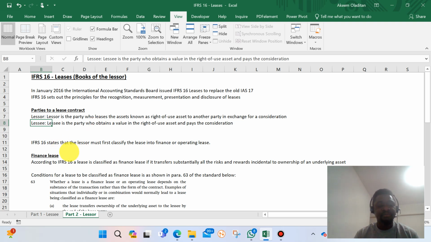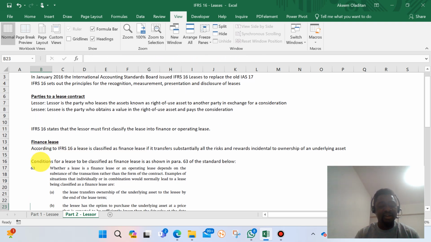What IFRS 16 says is that in the books of the lessor, it is important that the lessor first of all identify the class of lease that is going to be accounted for in his books, and the standard only recognizes either a finance lease or an operating lease. So what is a finance lease?